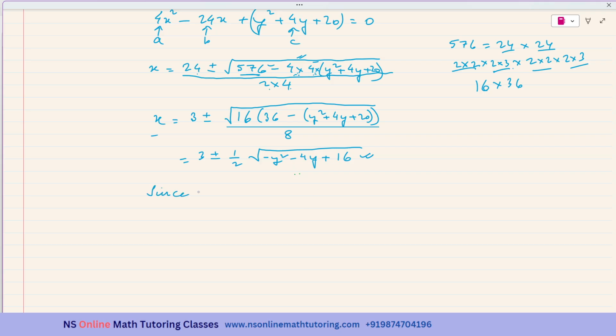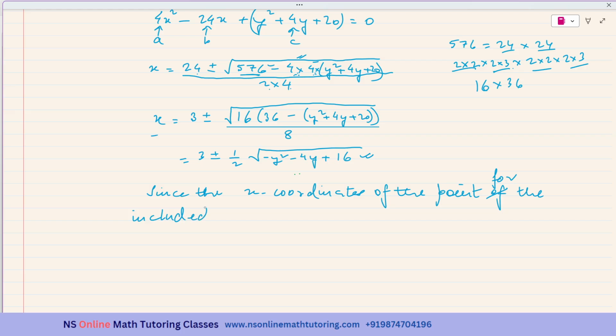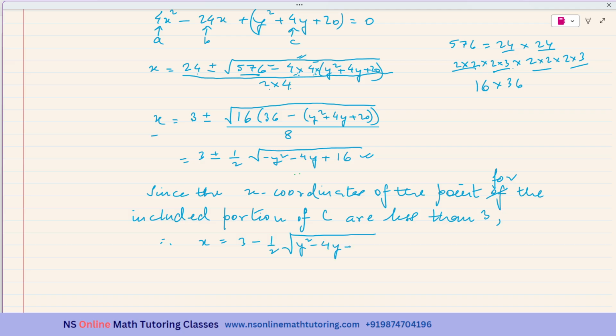Since the x coordinates of the points of the included portion of C are less than 3, therefore x is equal to 3 minus half the square root of negative y² minus 4y plus 16. Okay, this will be minus y², sorry, yeah.